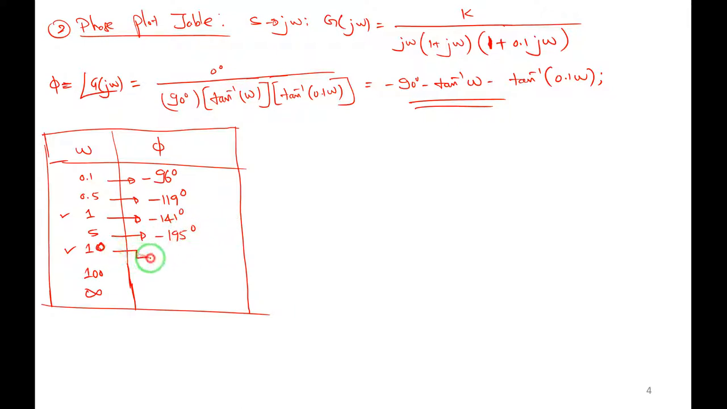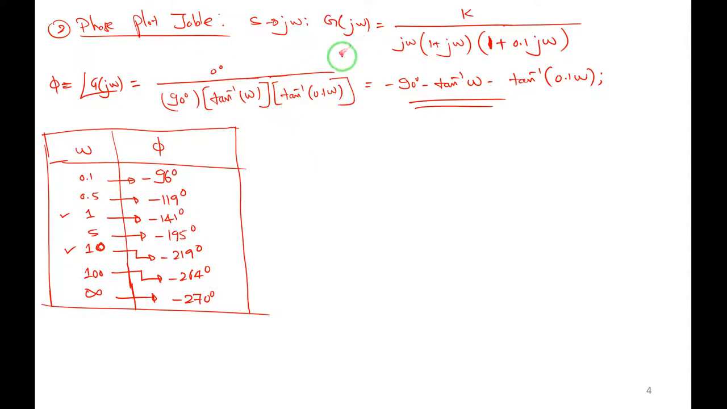Then for 10, minus 219 degree. Then for 100, minus 263.71 means minus 264. Then for infinity, we'll take a very huge value, 1 followed by 10 zeros, something like that. So it is near to minus 270 degree. So minus 270 degree. Okay, we have the magnitude plot table and the phase plot table.